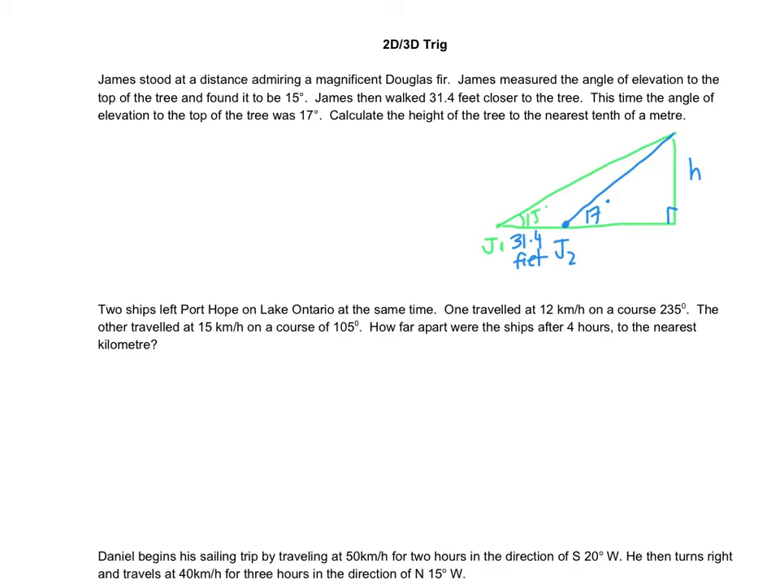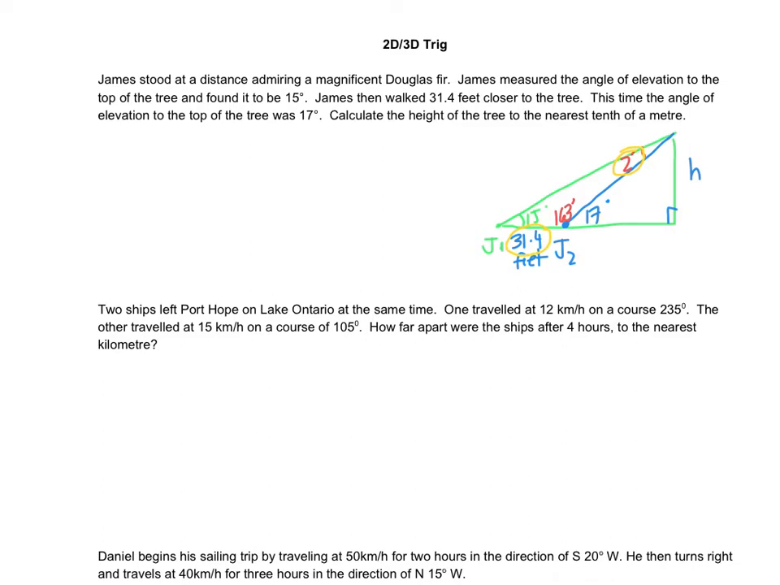So that angle there is going to be 163 degrees. And then I know all three angles in a triangle should add up to 180. So to find this little angle at the top, I can do 180 subtract 163 subtract 15, and I get 2 degrees. Now that I have all of my angles, I see I have a full pair because opposite angle 2 degrees is this distance of 31.4 feet.